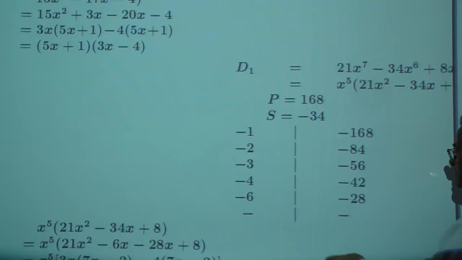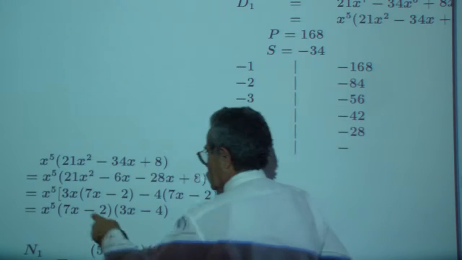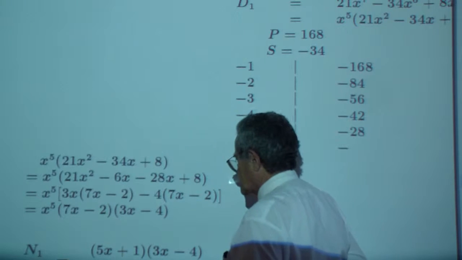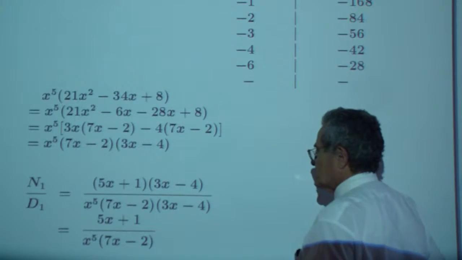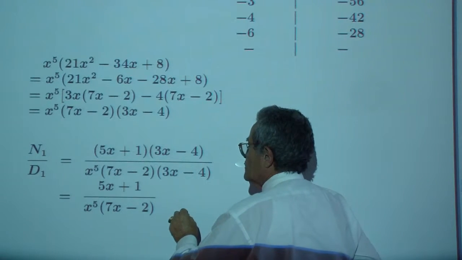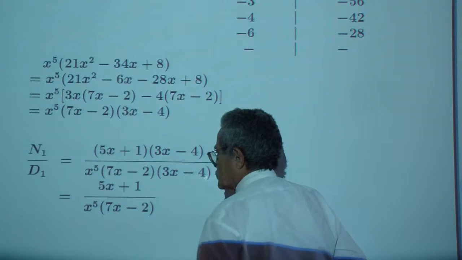Magic numbers, negative 6, negative 28. Product, x to the 5 times 7x minus 2 times 3x minus 4. Put it together, you can divide by 3x minus 4, you are left with 5x plus 1 over x to the 5 times 7x minus 2.